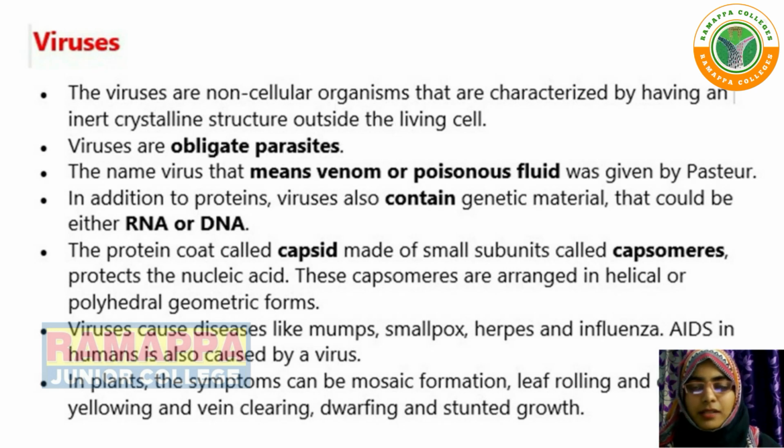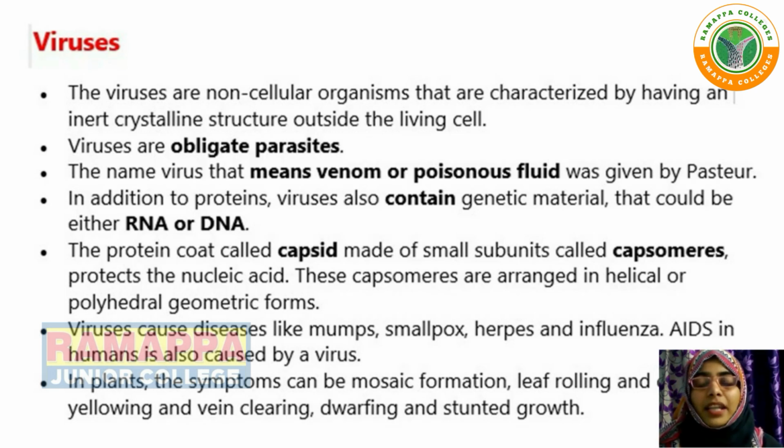So they are venomous, that is, poisonous in nature, and viruses were first discovered by Louis Pasteur. The main ingredients present in viruses are proteins and genetic material, which could be RNA or DNA. There is a protein coat called the capsid present around the virus, and there are small subunits called capsomeres. These capsomeres protect the nucleic acid, that is, the DNA or RNA material which is present inside the viral cell.